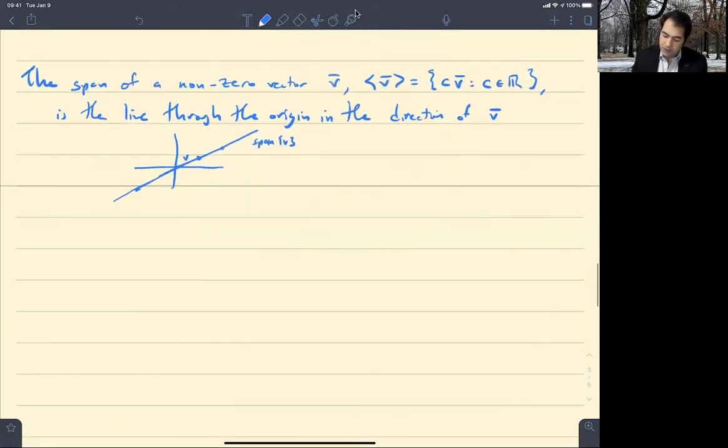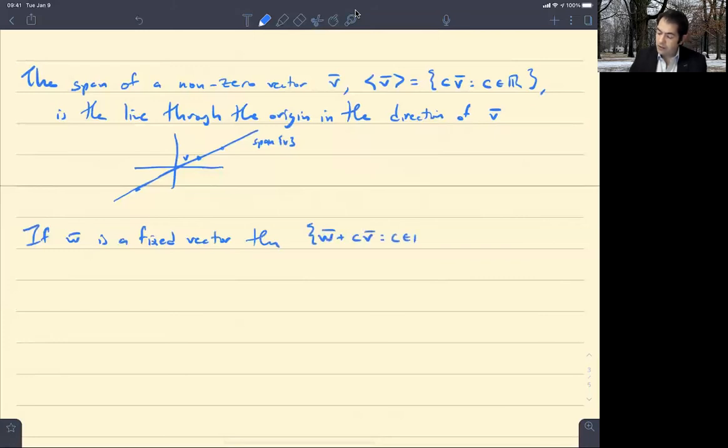Right? If w is a fixed vector, then the set w plus c times v, where c is a real number, which with abusive notation we could write as w plus the span of v.